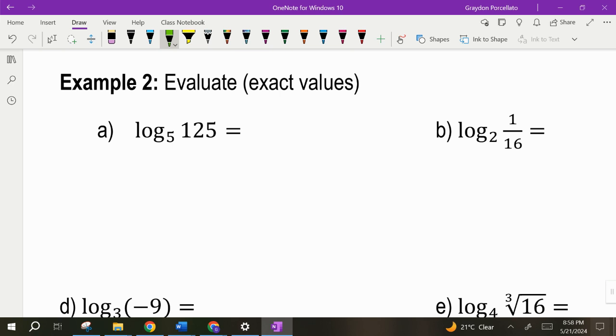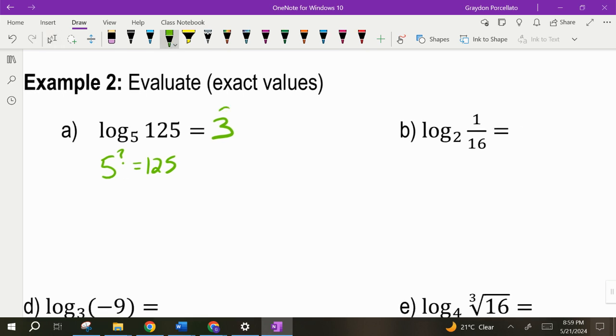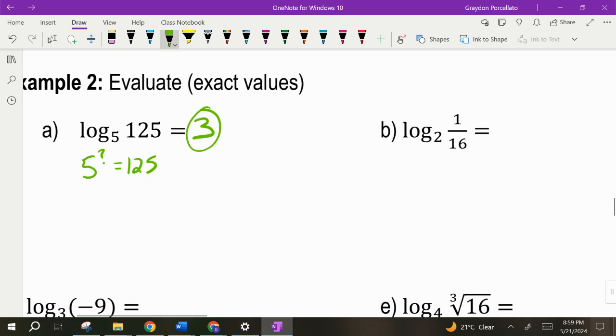But the first one is saying 5 to the power of what is 125? Well, 5 to the power of 3 is 125, or 5 times 5 times 5. Okay? So that's what we're doing when we're evaluating. We're determining what the answer is.